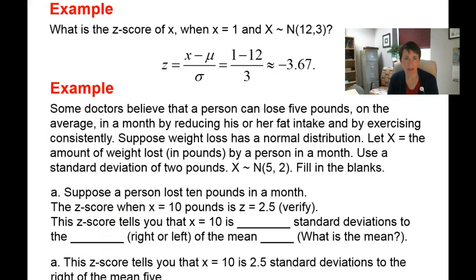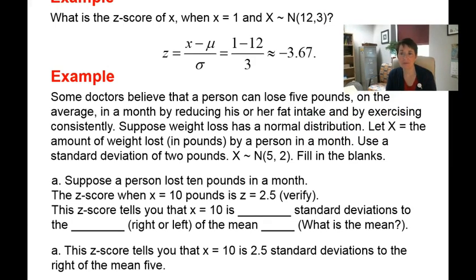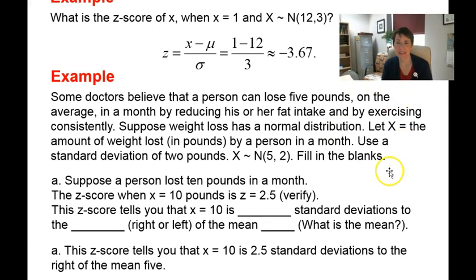This next example, some doctors believe that you can lose 5 pounds on the average a month by reducing their fat intake and exercising. So the weight loss is a normal distribution, and X is going to be the amount of weight lost in pounds by a person a month. So use a standard deviation of 2 pounds. So that is what this notation is telling us right here. We have the average weight loss. Average is going to be our expected value, which is going to be our mu. And then we have 2 as our standard deviation.